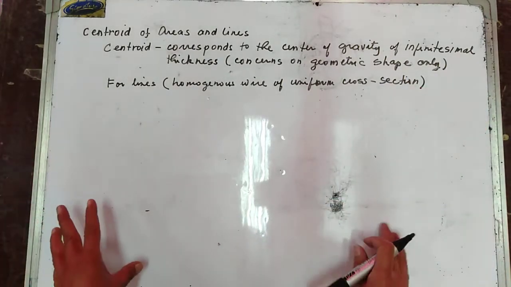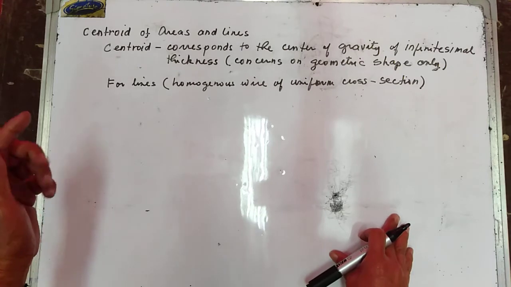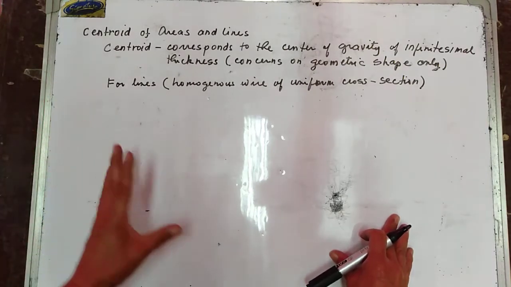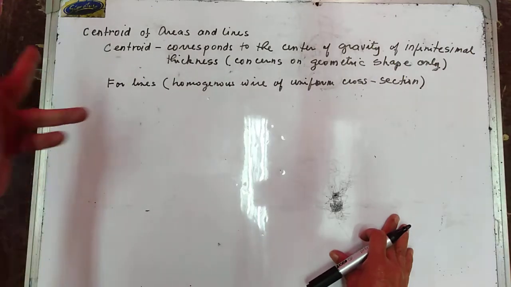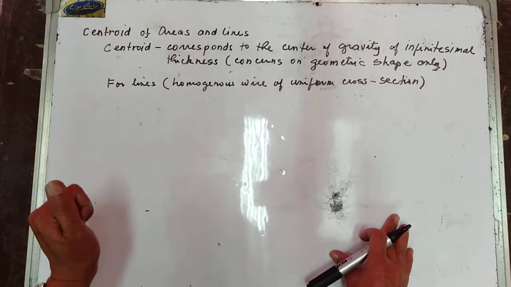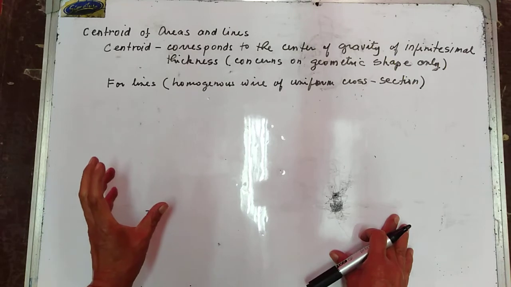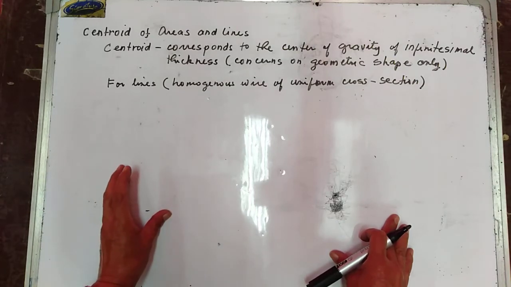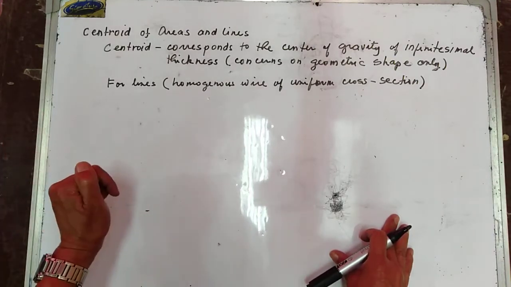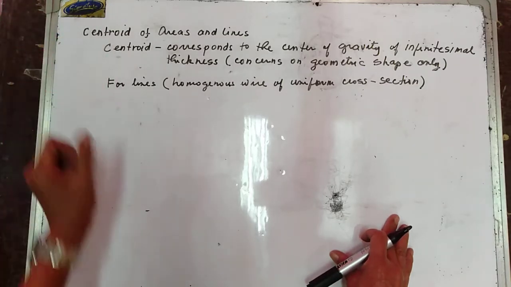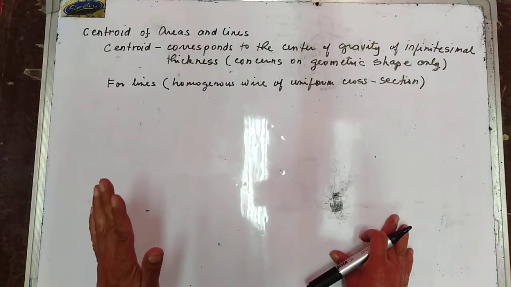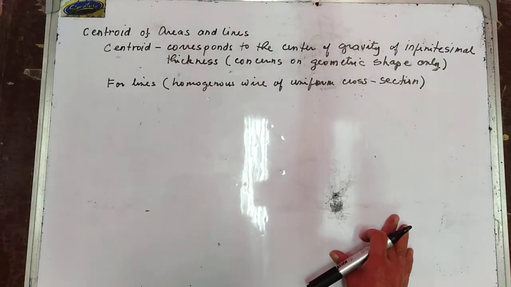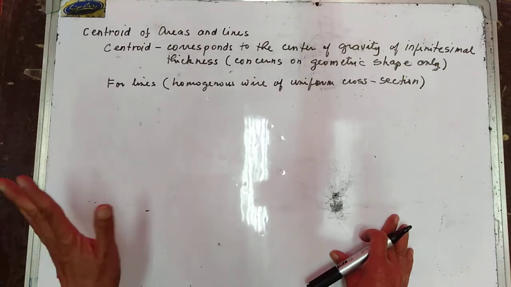Now, based on the determination of the center of gravity, the center of gravity is the point where the line of action of the total weight of the body always passes. In centroids, it corresponds to the center of gravity of infinitesimal thickness. So we are dealing with geometric figures or geometric shapes only.